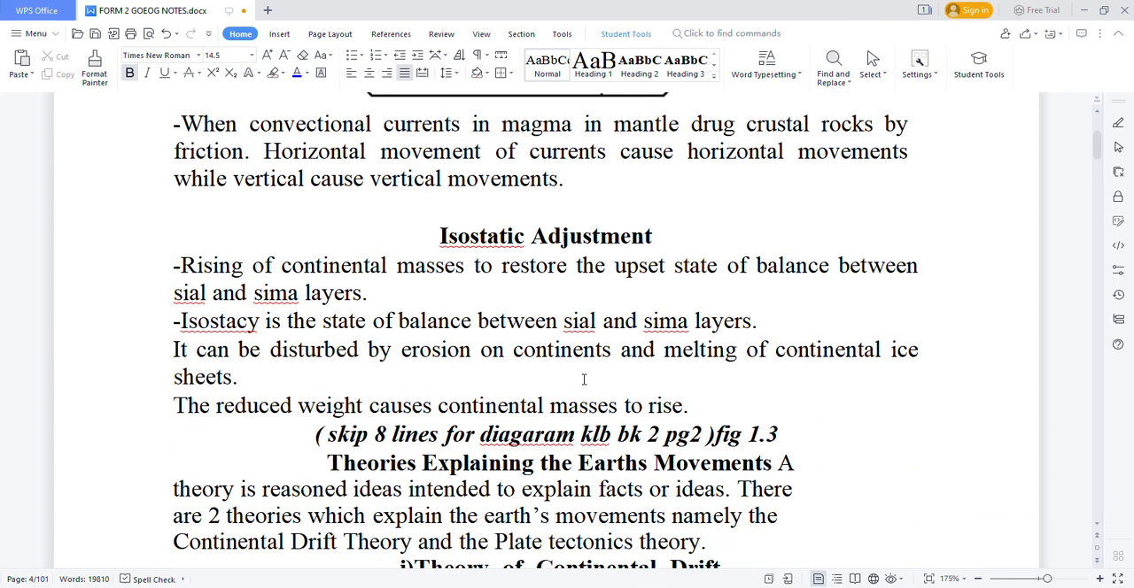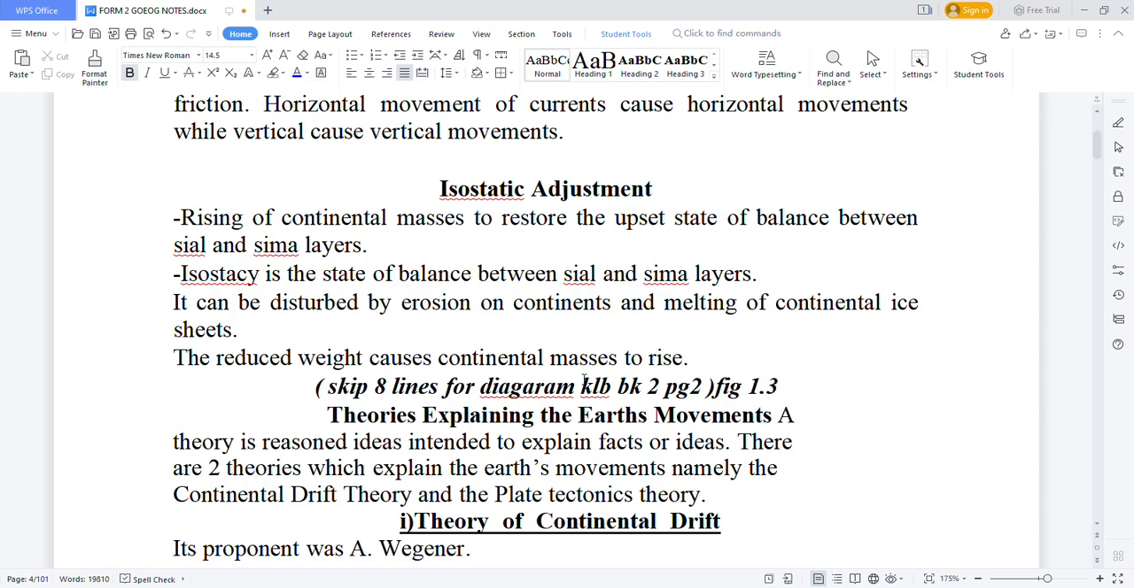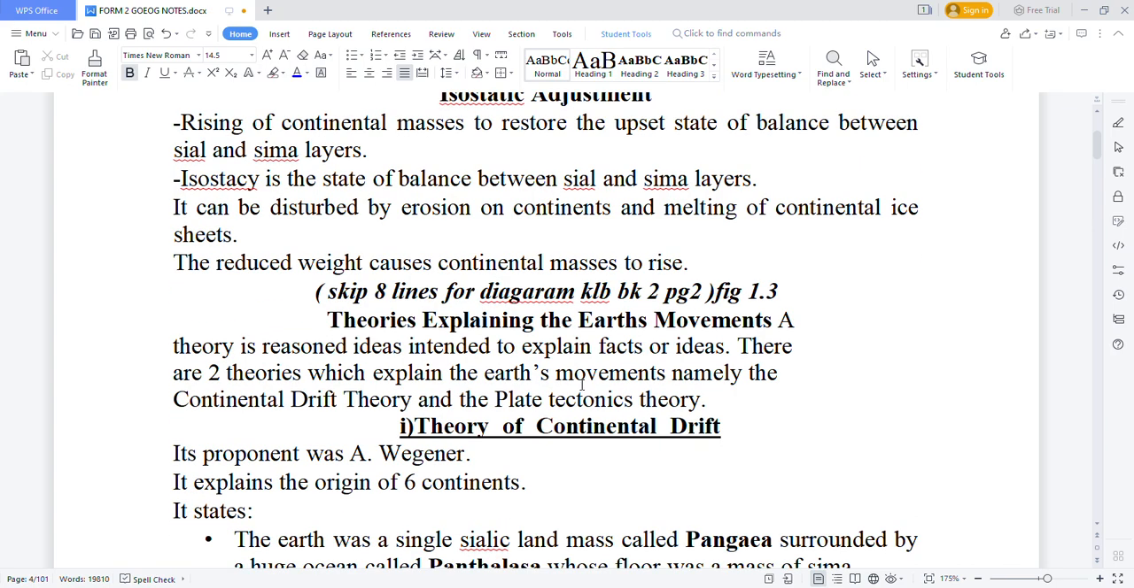Isostatic adjustment. Rising of continental masses to restore the upset state of balance between sial and sima layers. Isostasy is the state of balance between sial and sima layers. If you're told to define what isostasy is, it is the state of balance between sial and sima layers. It can be disturbed by erosion on continents and melting of continental ice sheets. The reduced weight causes continental masses to rise.